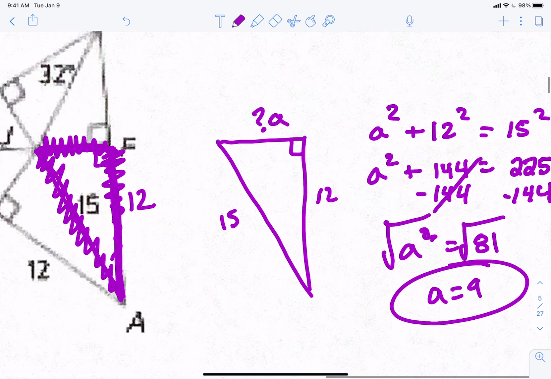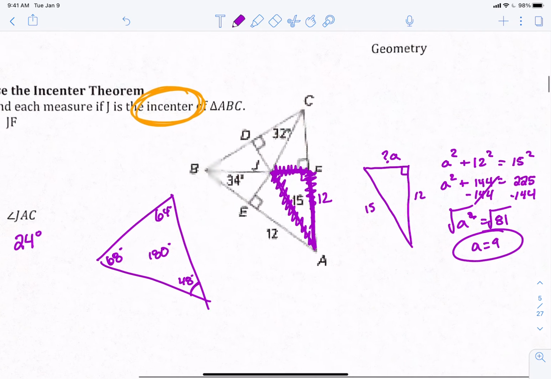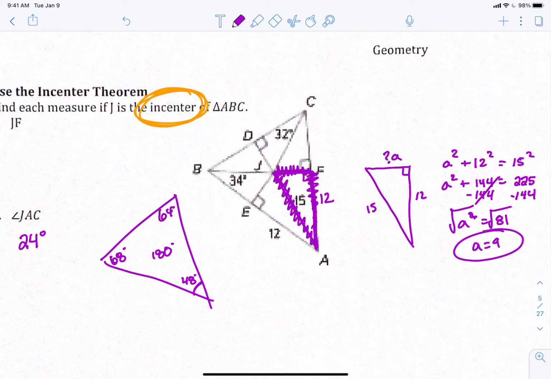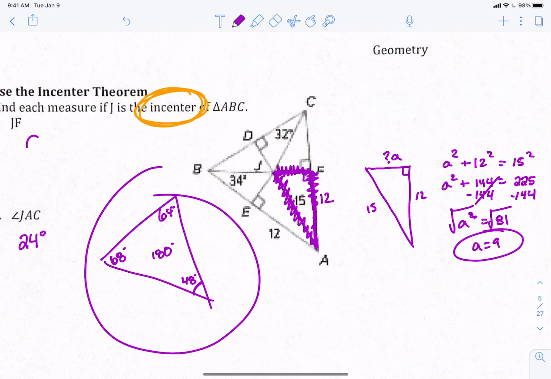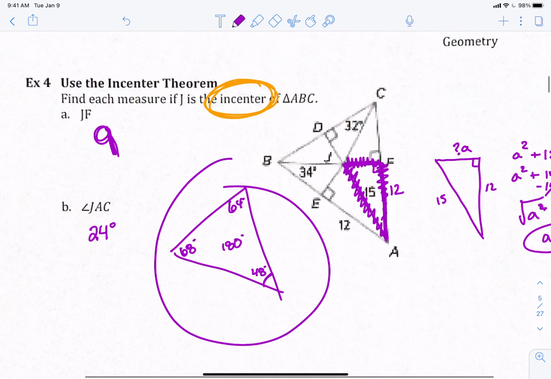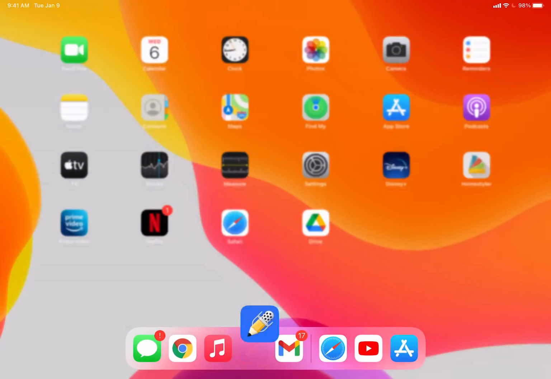Do you see that? Your paper is going to get kind of cluttered sometimes. I have the luxury of being able to erase things, but if you need to redraw stuff like I did over here, go ahead and do that. This guy's 9. JF is 9. Okay, good. Happy with that? Yeah. All right, there you go.